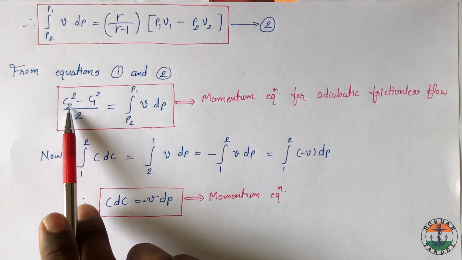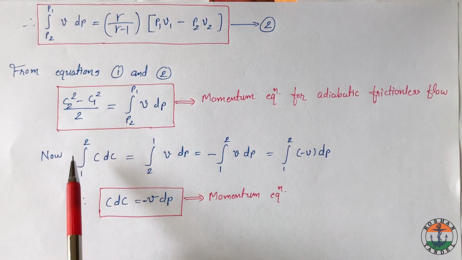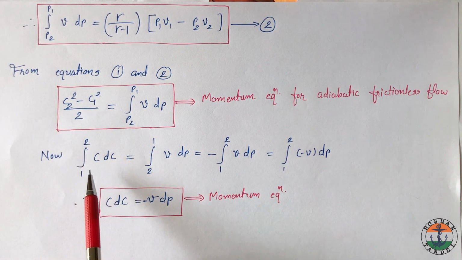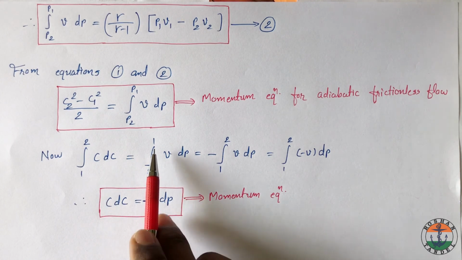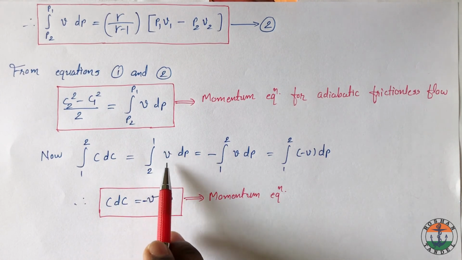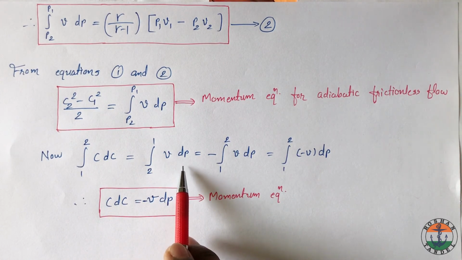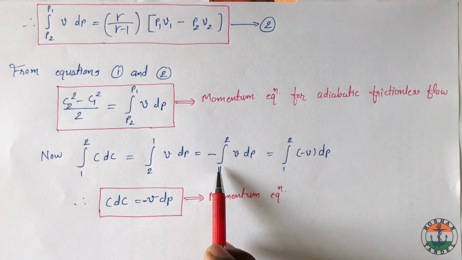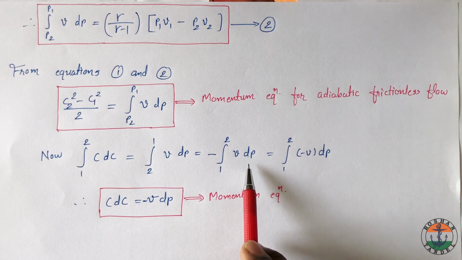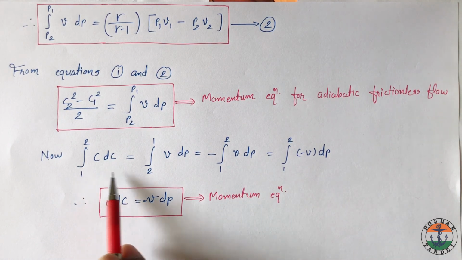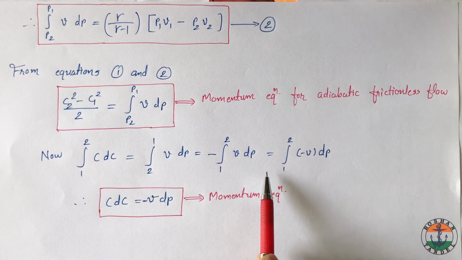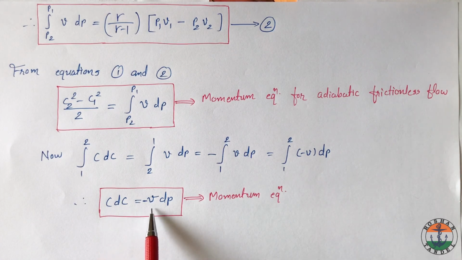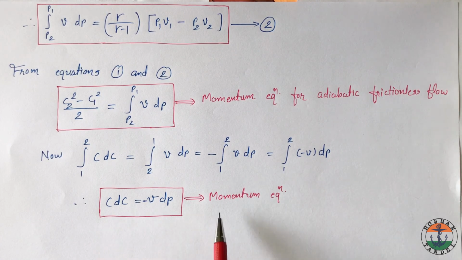You can also write C2 square minus C1 square by 2 as integration from 1 to 2 C dC, which is equal to integration from 2 to 1 V dP. If you reverse the limits, then negative sign will be there. Integration from 1 to 2 V dP. Remove this integration from both the sides. You will get C dC is equal to minus V dP. This is the differential form of momentum equation.